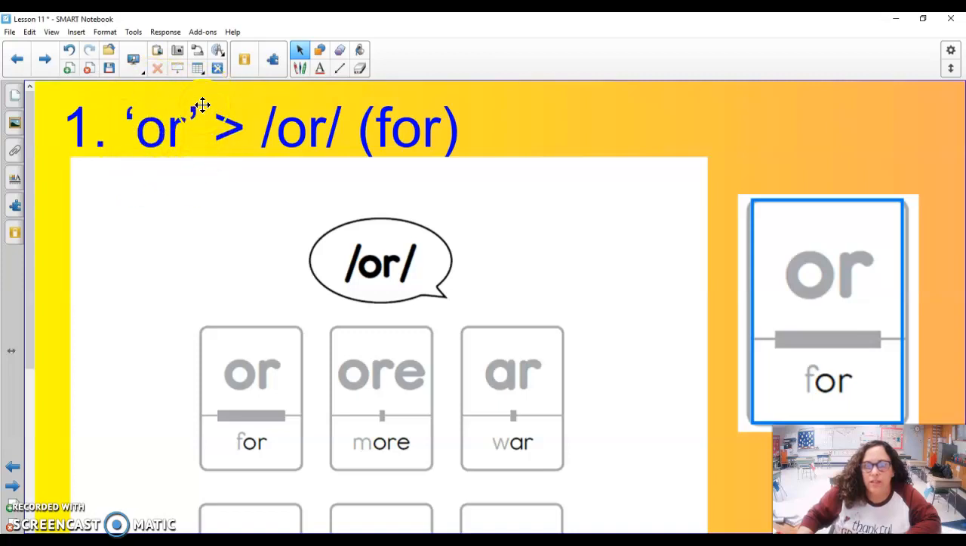This is a syllable type. It is the vowel R syllable type. So when you see an O and an R, that counts as one syllable in the word.